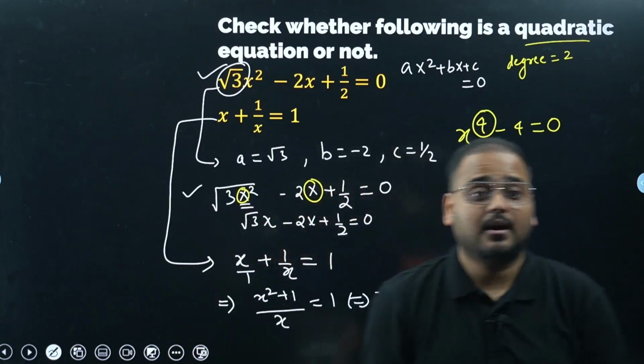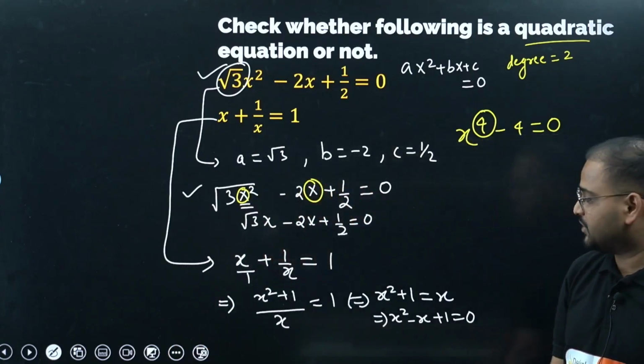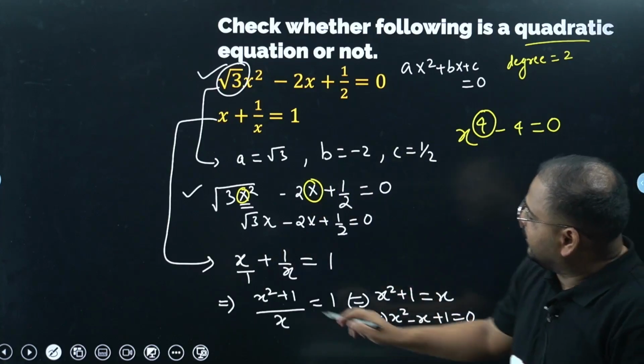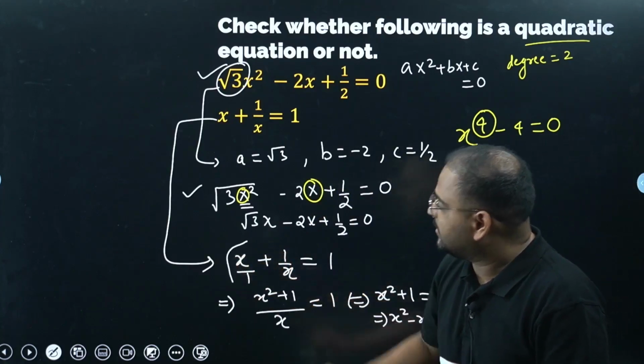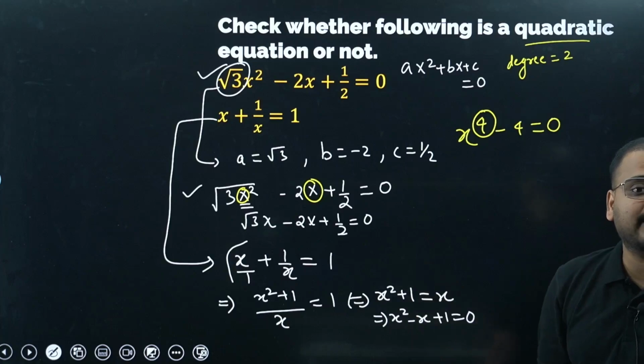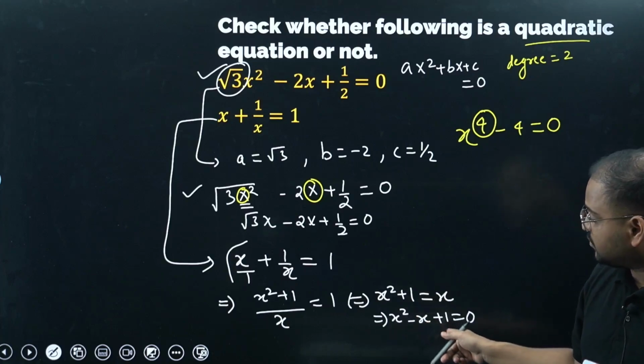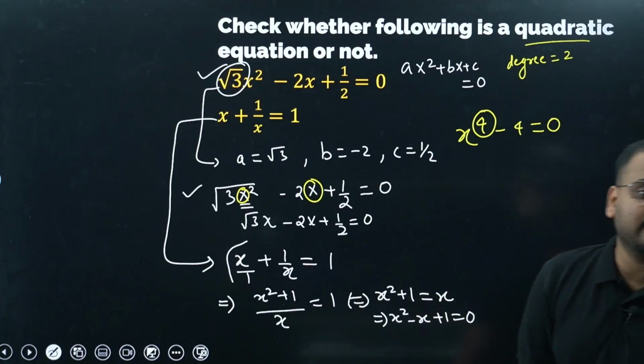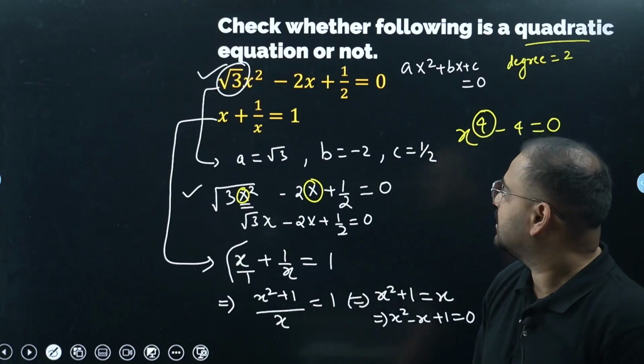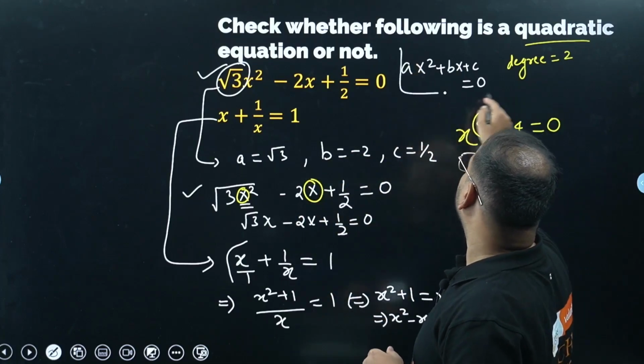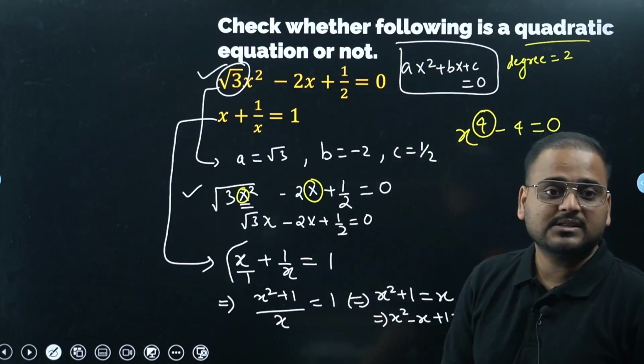Now it is looking like a form of quadratic equation. Earlier it was like this, weird, right? x plus 1 by x, but now we have x square minus x plus 1. How can we confirm this? Cross check with our standard form.